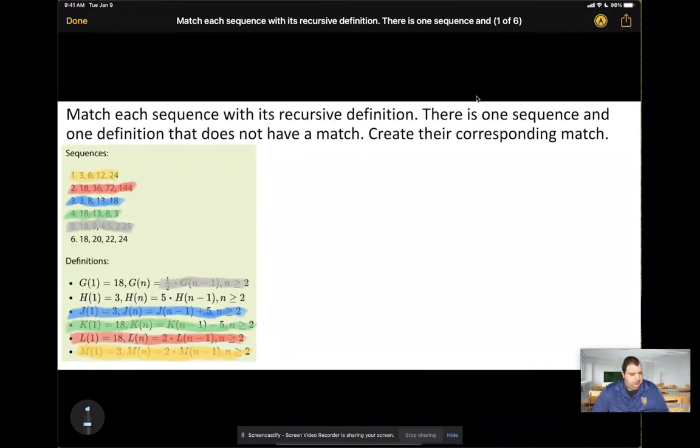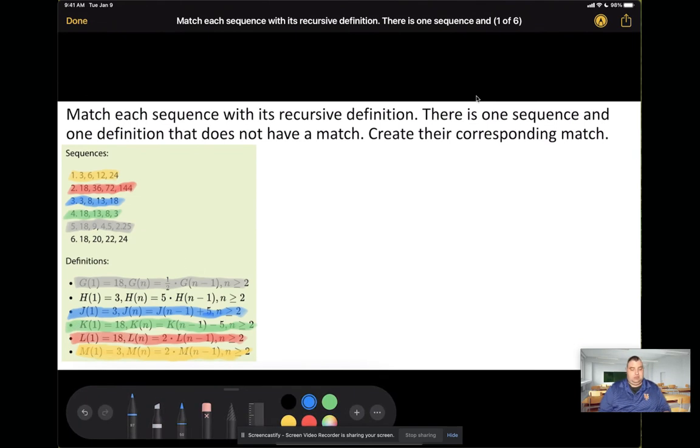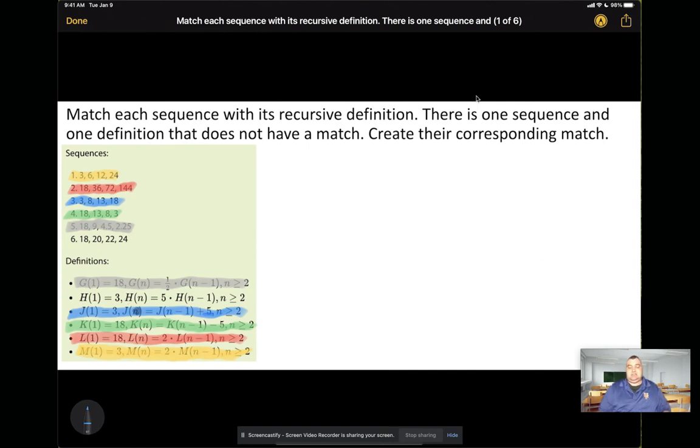goes with G. And that means number 6 is the sequence that doesn't have a match. And H is the recursive definition that doesn't have a match. So let's start with number 6. 18, 20, 22, and 24.